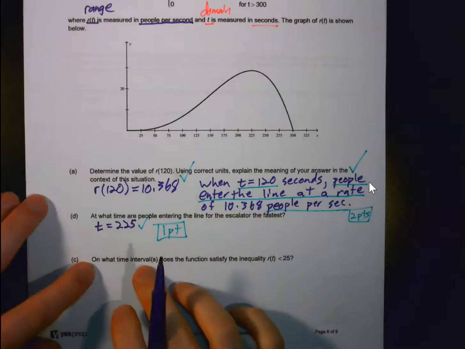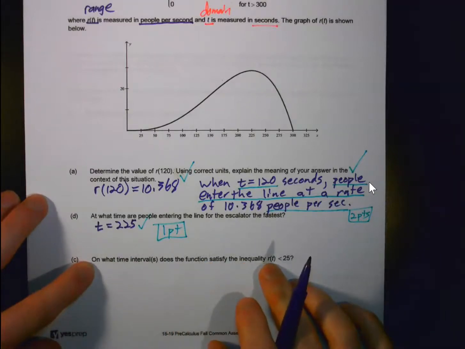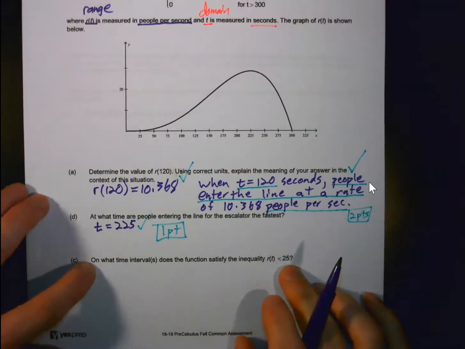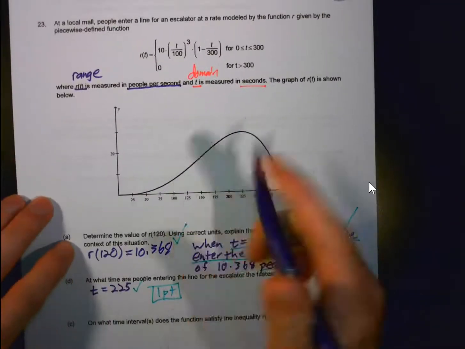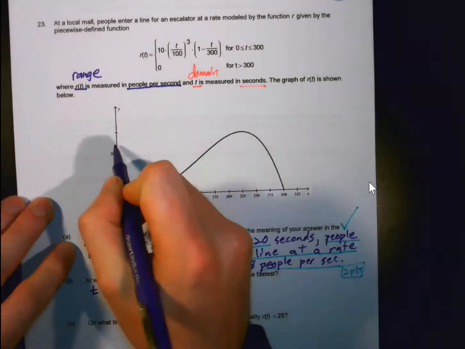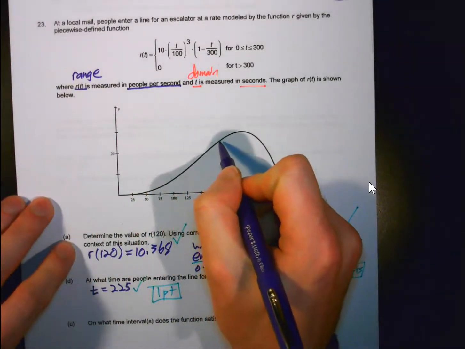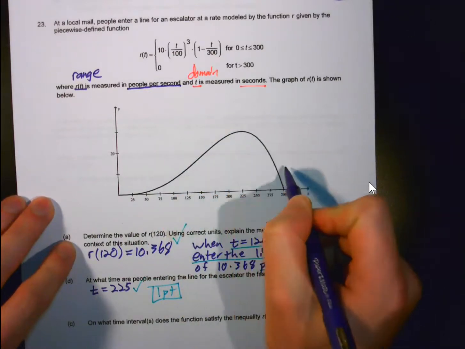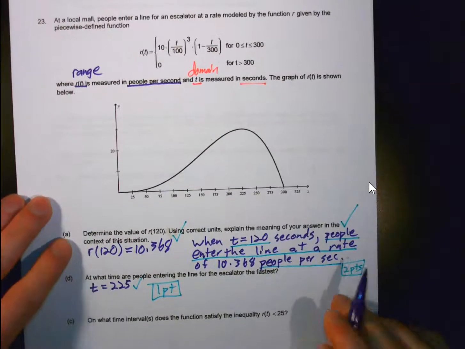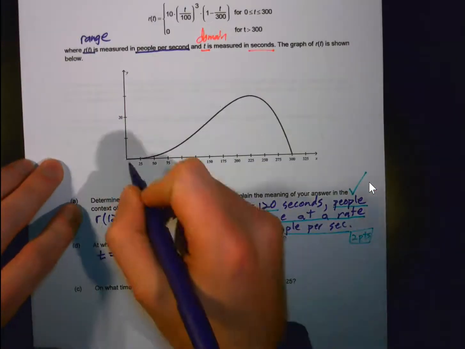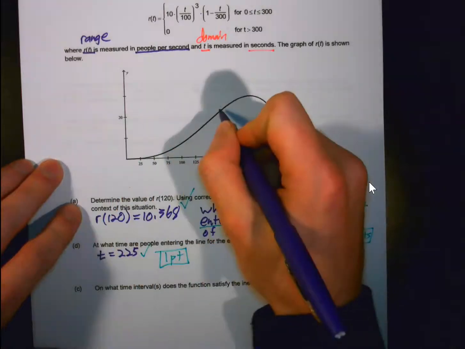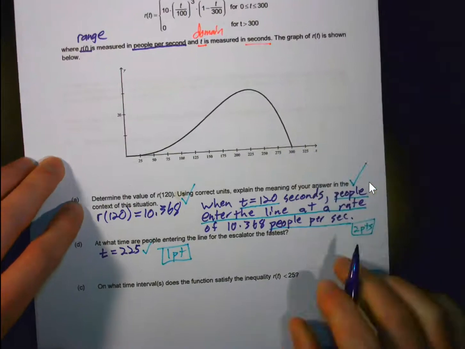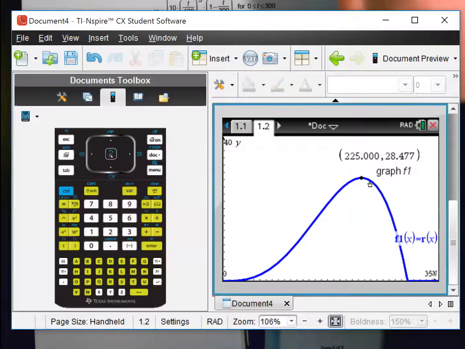Part C asks, what time interval does the function satisfy the inequality r of t is less than 25? Okay, so less than 25, if I look up at my graph right here, I see it's coming up, and it hits 25 at some point over here, and then it's above 25, but then somewhere over here it's going to get back below 25. So I've got to figure out for what time periods we are below that 25. So up until I hit 25, and then after I hit 25 over to the end. So let's go ahead and get on our calculator and figure that out.